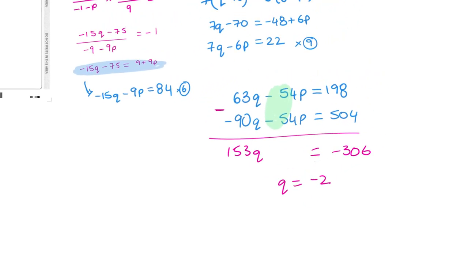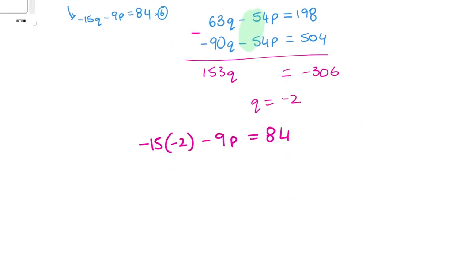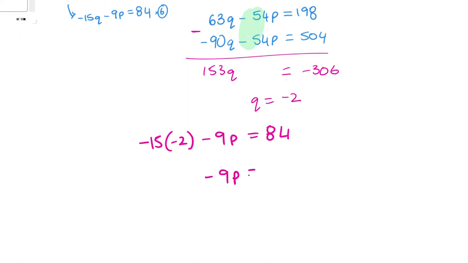Okay, now if Q is minus 2, how are we going to work out P? Yeah, we're going to substitute back in to any one. So minus 15 lots of minus 2 minus 9P equals 84. Okay, so we get minus 9P equals 54. P equals negative 6. Yeah. Brilliant.